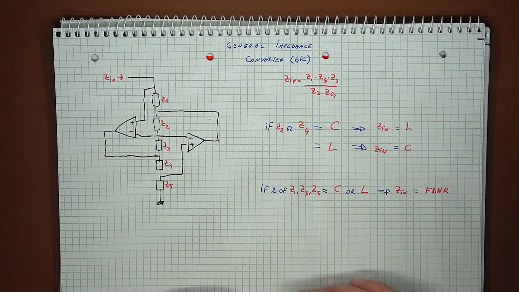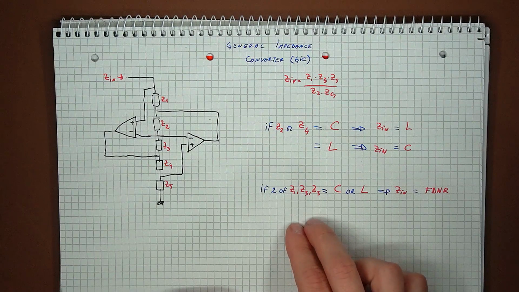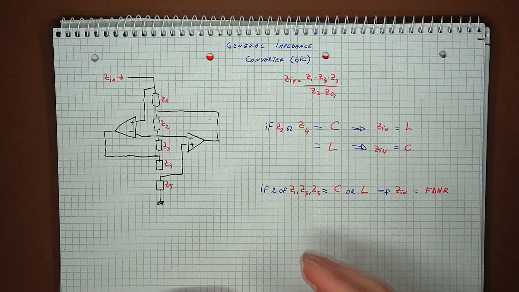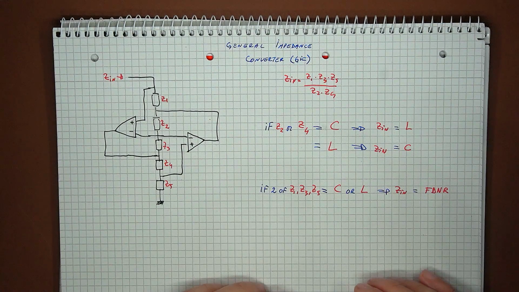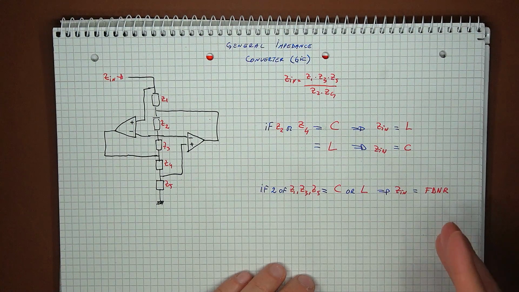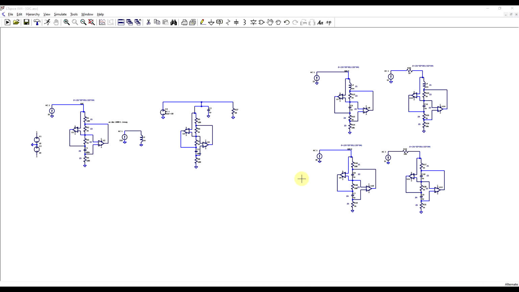The other special case to mention is when two of the odd impedances are of the same type, so either two capacitors or two inductors. Here, the imaginary parts will get multiplied, forming a minus, and the resulting behavior will be that of a frequency-dependent negative resistance. So, to highlight the two behaviors, I created a few test circuits.